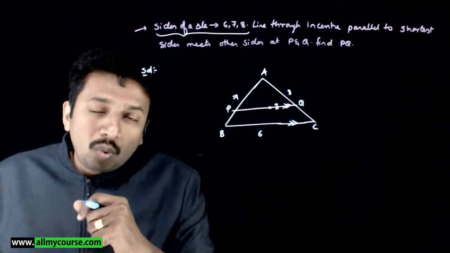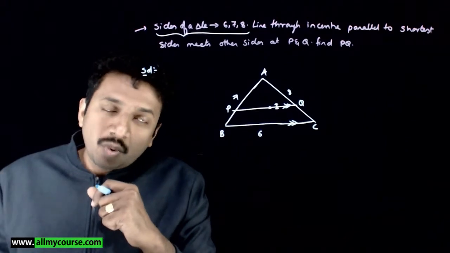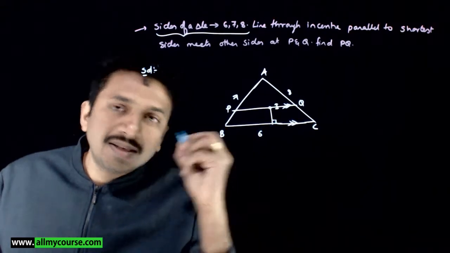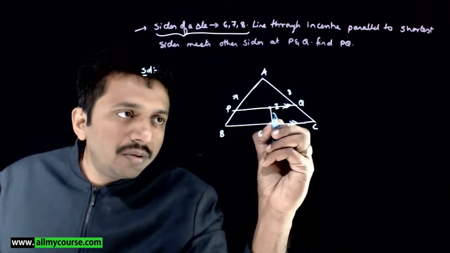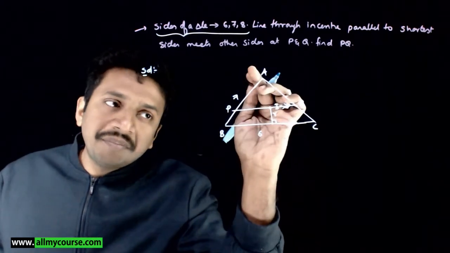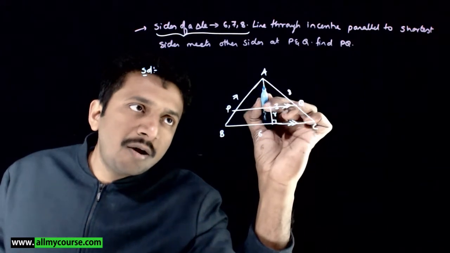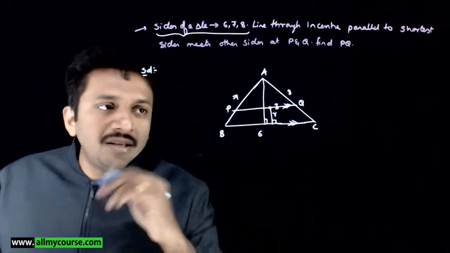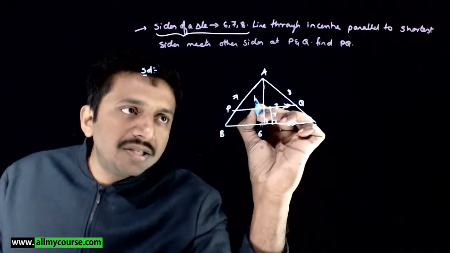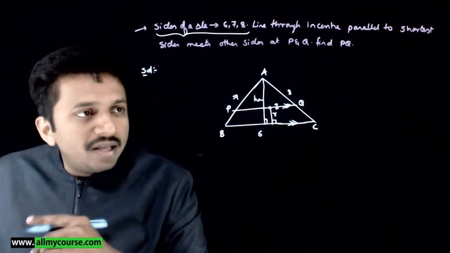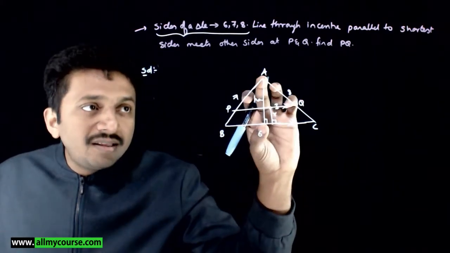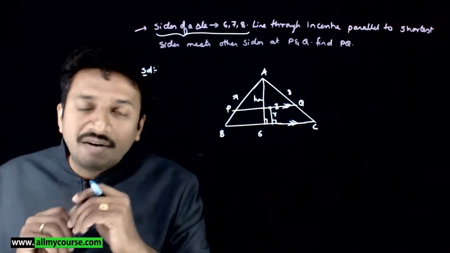Now, what can I do here? First I'll draw a perpendicular from the incenter to the side BC, and this will be equal to the inradius of this triangle, right? And next I'll draw an altitude from A onto BC. This will be the height corresponding to BC. Let us call this HA, the height corresponding to BC. Now can I find the value of r? Yes. Can I find the value of HA? Yes. I have standard formulas to do that.